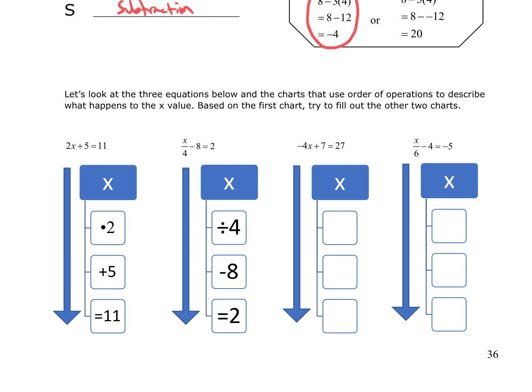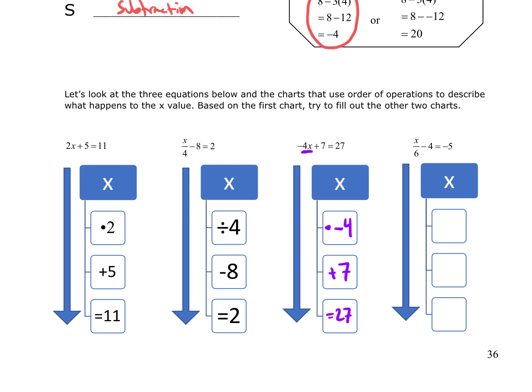So let's try to do this one here. I've got negative 4x plus 7 equals 27. The first thing that happens is it's multiplied by negative 4. So I'm going to write a little dot for multiplication, not an x, negative 4. So times negative 4. That's the first thing that happens. And then we add 7. And that whole thing now equals 27.